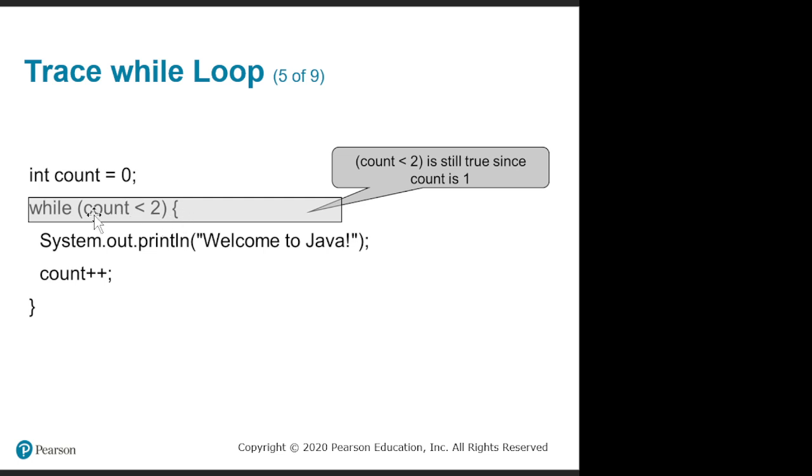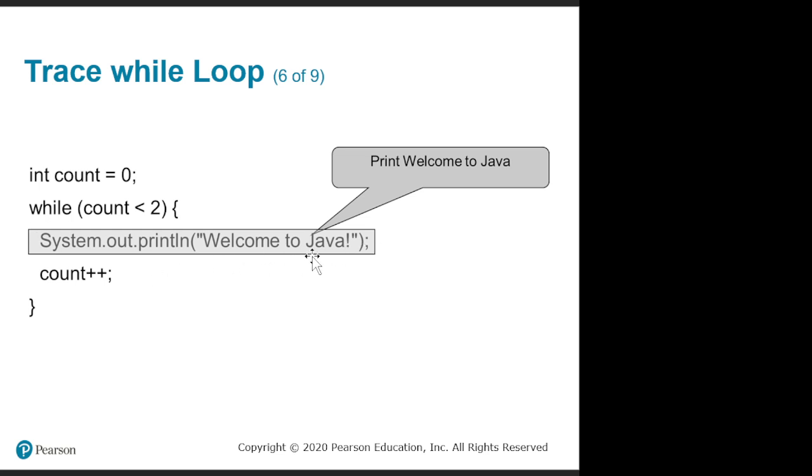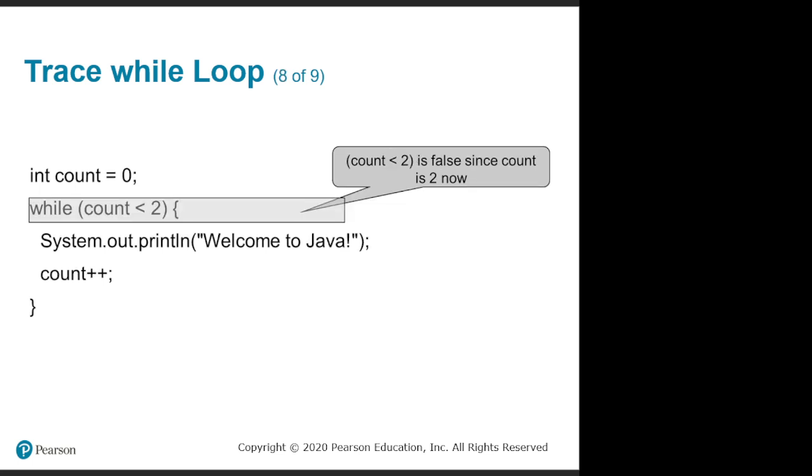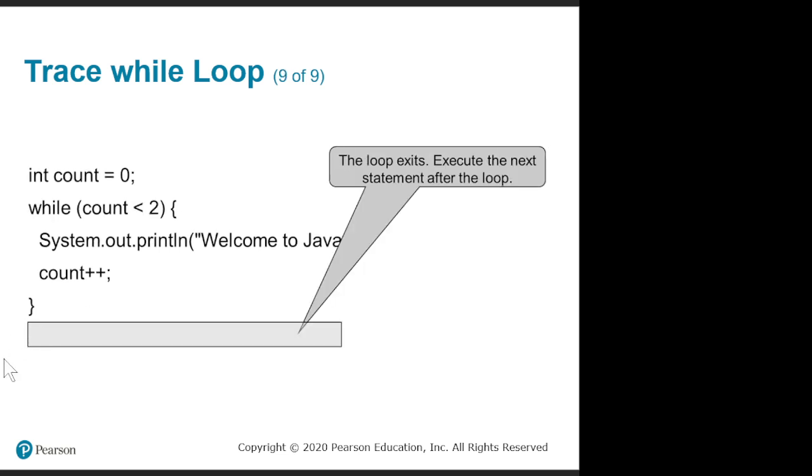So it's going to pop back up to the beginning, and it's going to say, okay, well, is count less than 2? Well, 1 is less than 2. So it comes back in, prints welcome to Java again, increases the count by 1, and it's now 2. Then it comes back up to here. Well, 2 is not less than 2. And so it's false. So the next step of the program is to jump to whatever code is below that block. And so that's the basic structure of a loop.